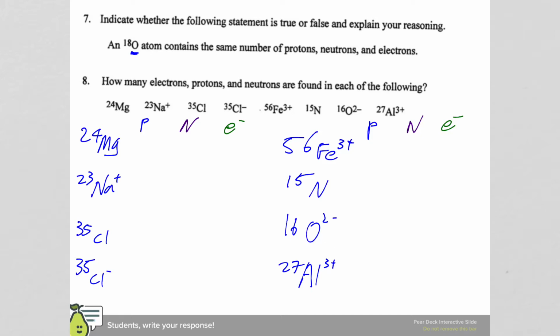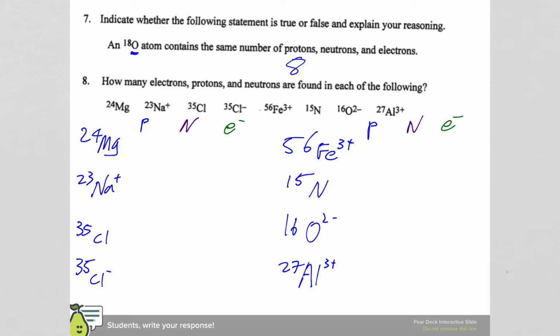If you take a look at the periodic table, you should see that oxygen is available, and its atomic number is 8. So that tells you that the number of protons for oxygen is always going to be 8.